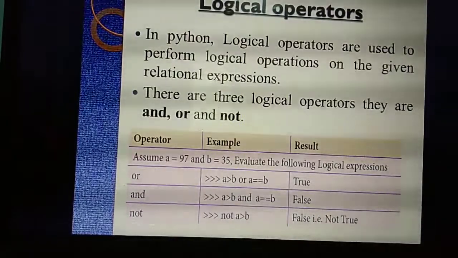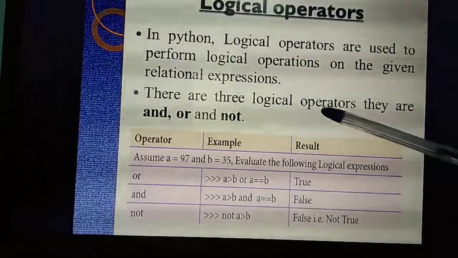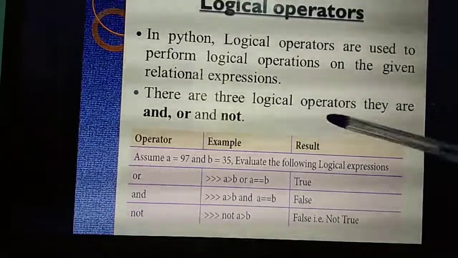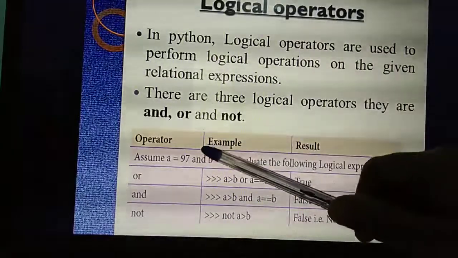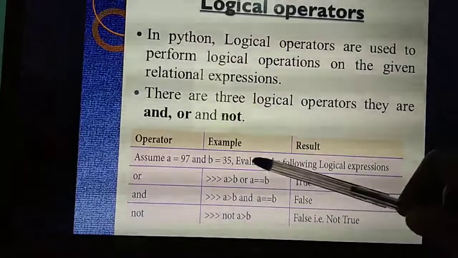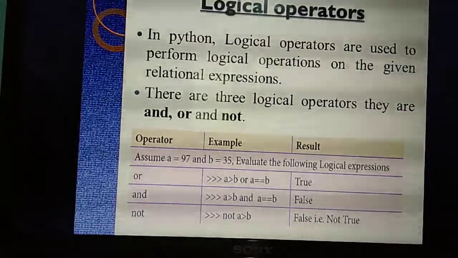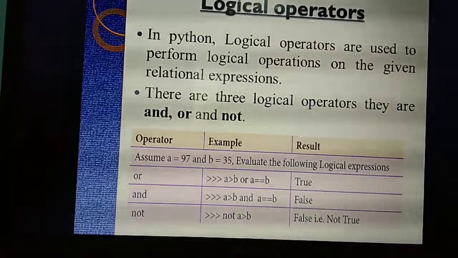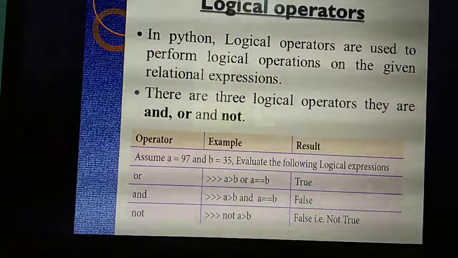Listen. One example I have given. In your book also the same example they will give. Look at the example in your book. Listen carefully. In this example, what's the value of A? 97. What's the value of B? 35. We are going to compare by using which operator? Logical operators.